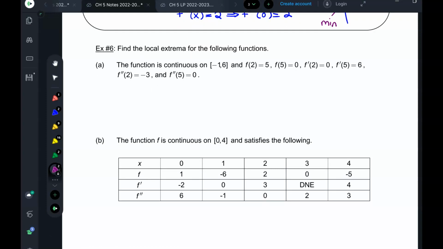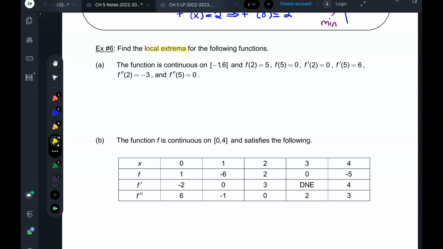Okay, so we want to find any local extreme values for this function. What do we want to consider first? Well, we can only consider what values we have. f of 5 equals 0. Okay, f of 2 equals 5. So we have two basic points here: (2, 5) and (5, 0).